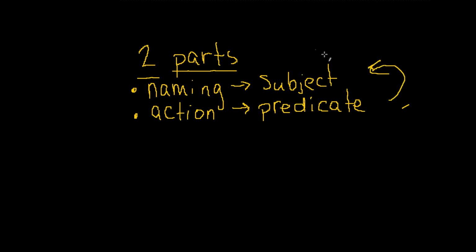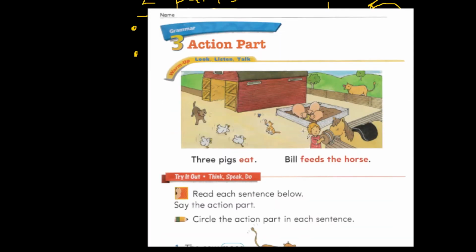Now, the action part or the predicate tells us what the subject is doing. So this is why these two parts of the sentence are so important. Without the naming part, all you would have is the predicate. And without the predicate, all you would have is the subject. And you wouldn't know what's happening in the sentence. That's why you need both of these. So let's look at a worksheet and explain a little bit more about the action part.